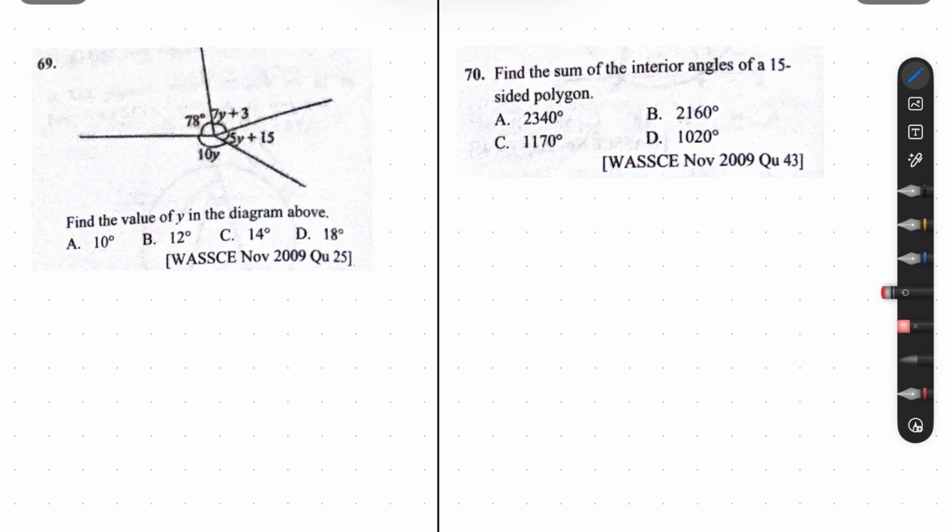The question says find the value of y in the diagram above. We need to find y, and we know that the sum of angles at a point adds up to 360. So when we add everything here, we should get 360.